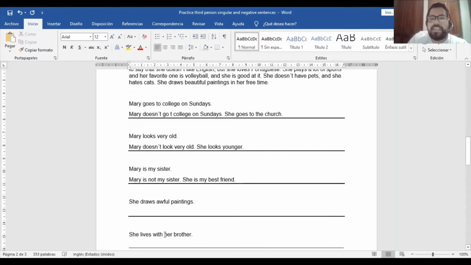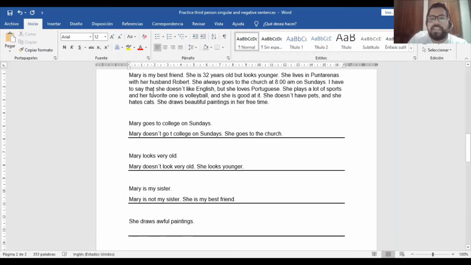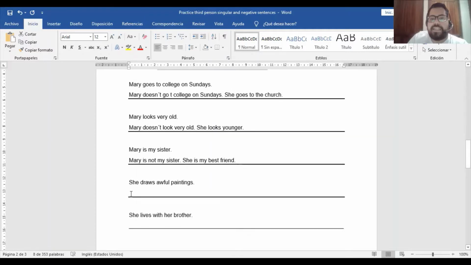And finally, I know we have two more over here. She draws, okay, pinta, right? She draws awful paintings over there. But look at this over here. She draws beautiful paintings in her free time. So here we say she doesn't because we don't have the verb to be. We need an auxiliary, right? Because we're using the other verbs. So she doesn't draw awful paintings, period. She draws, because we're using she, right, as in the verb. She draws beautiful paintings over here.